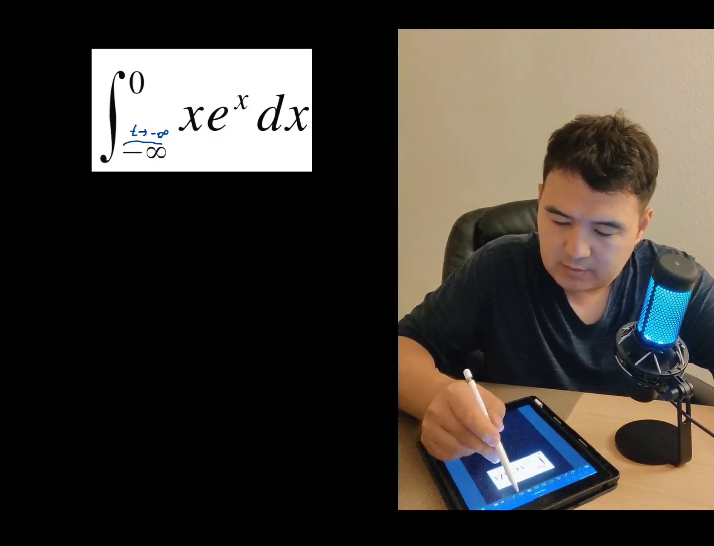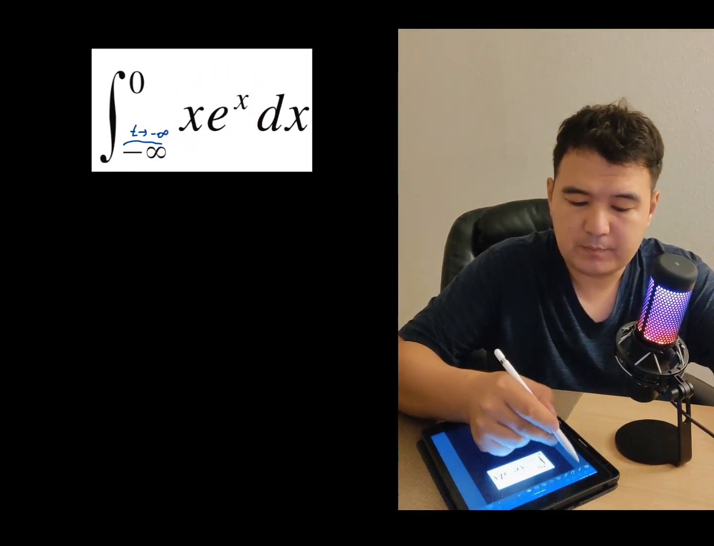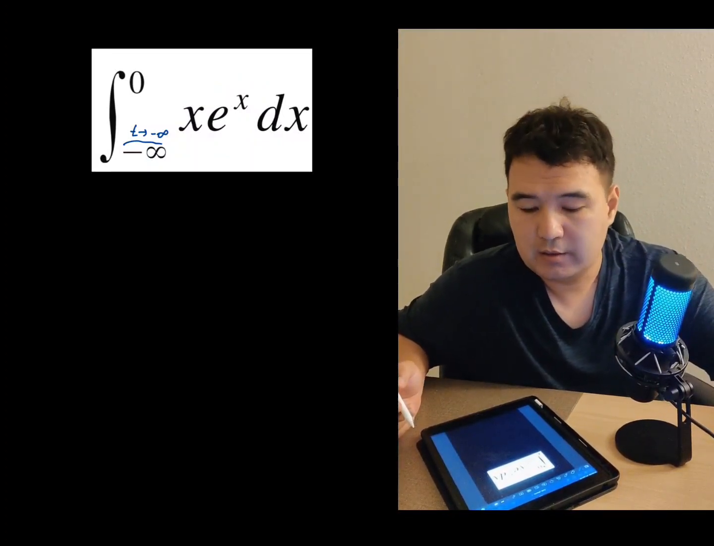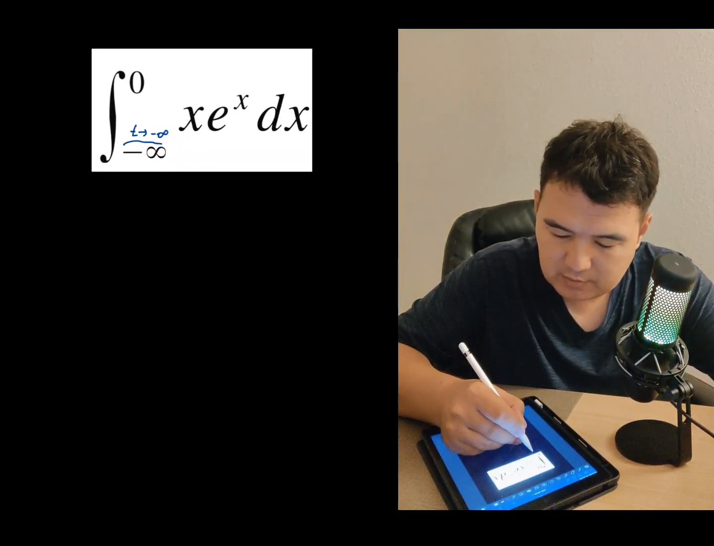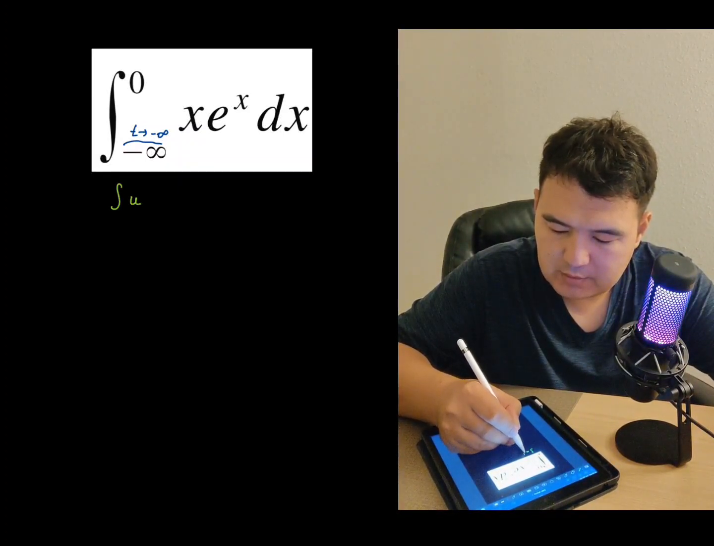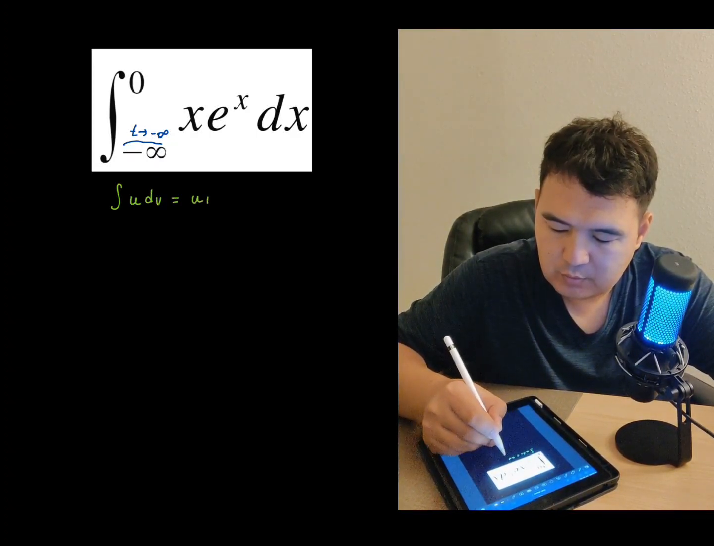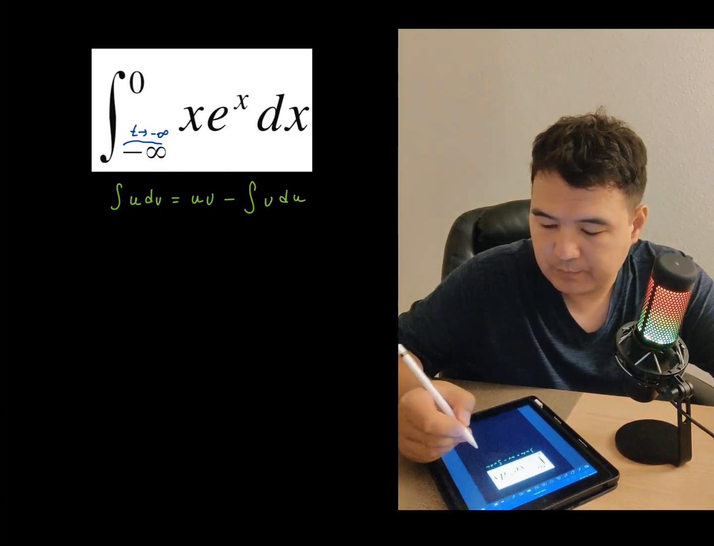So let's evaluate this integral. This integral is not a simple one. We have to do integration by parts. So let's recall what integration by parts was. The formula for integration by parts is the integral of u dv is equal to uv minus the integral of v du.